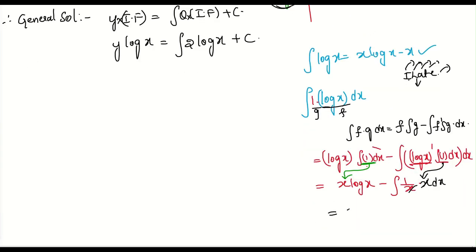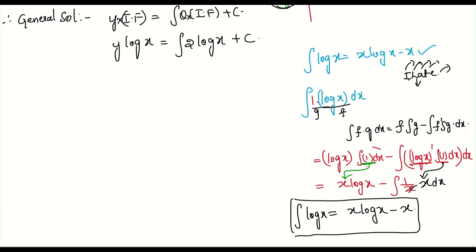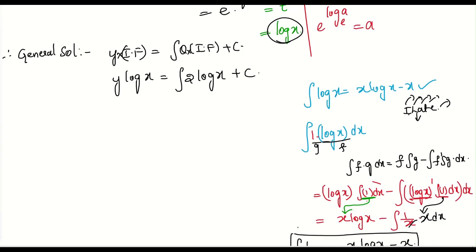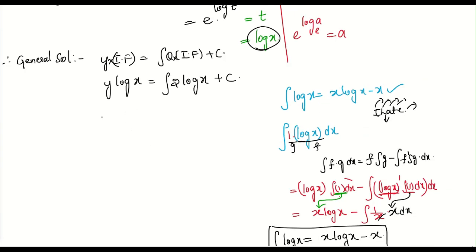So finally I'll be getting x log x. I'll be left with 1. We know that the integration of 1 is x. So that is how I'll be doing it. The integration of log x is x log x minus x. You can take this as granted, as a formula from now onwards. Okay, let us continue. If you want, let me zoom out. Which is nothing but y log x is equal to 2 times, I'll be taking it out, which is nothing but x log x minus 1 minus x plus c.